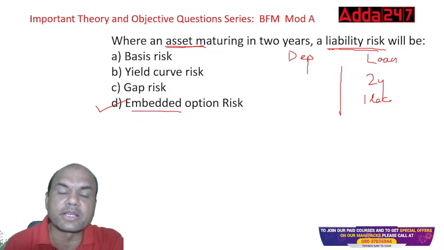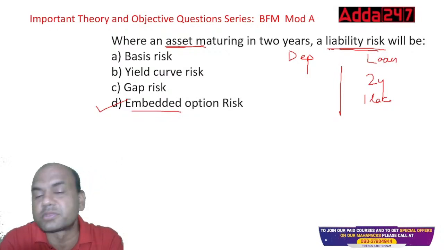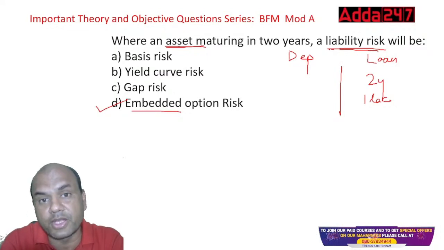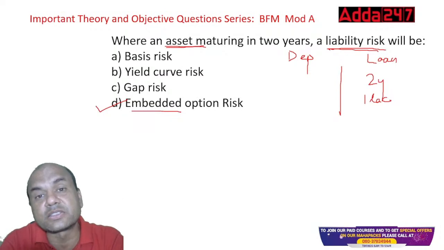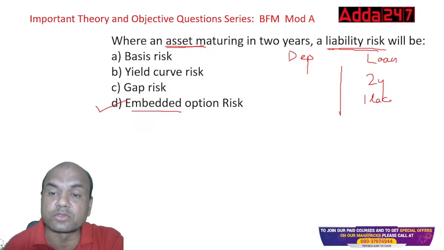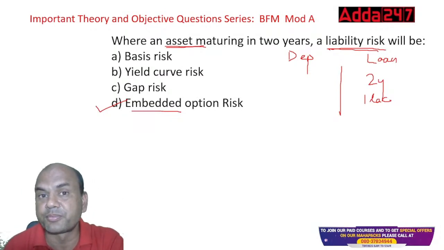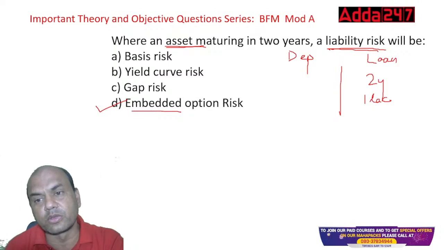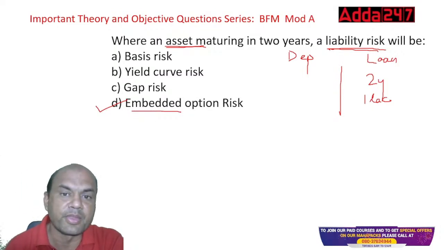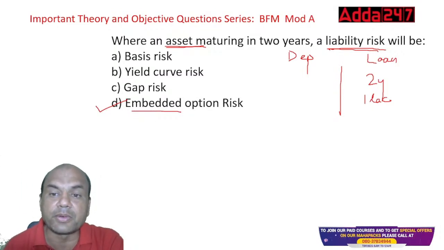So embedded option risk means there is a chance of withdrawal of FDs and savings deposits, plus there is a chance of repayment of loans also. Somebody repays these loans. So embedded option risk is for both sides, loan and deposit. Here we are talking of the liability, deposit side. So that's why it's mainly embedded option risk.